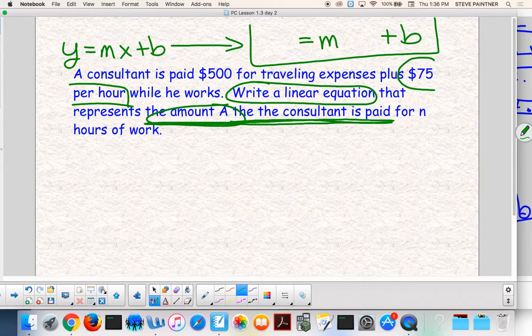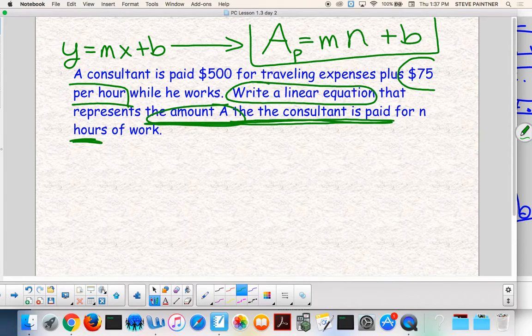Now, the second they said that, you should be thinking, Y got replaced with what letter? A. You might want to put even A sub P for amount I get paid equals M what? N. Now, why'd you pick N? Because they said for N hours of work. You know what I would have done? I wouldn't have put N. They told me to, but I would have put H because it makes more sense to me, but I'll put N. But here you go, guys. This is the new slope intercept.